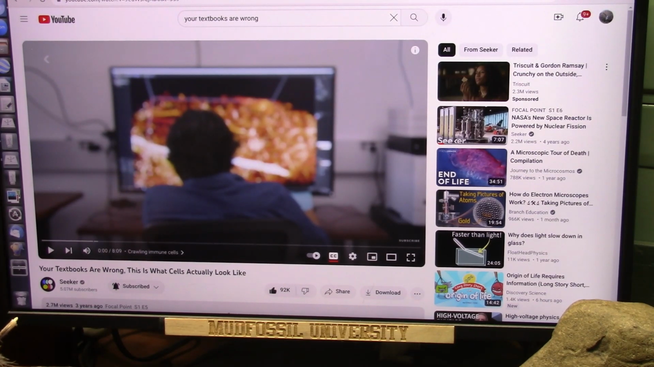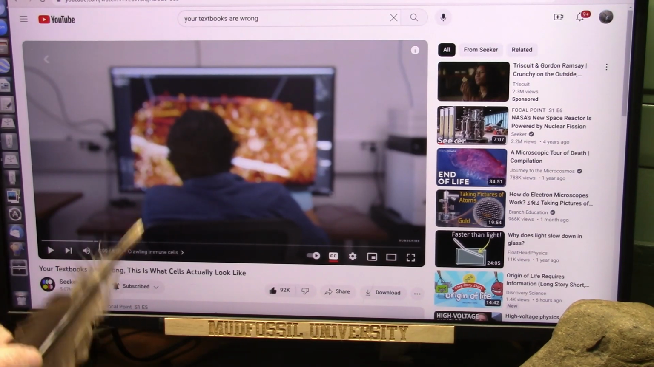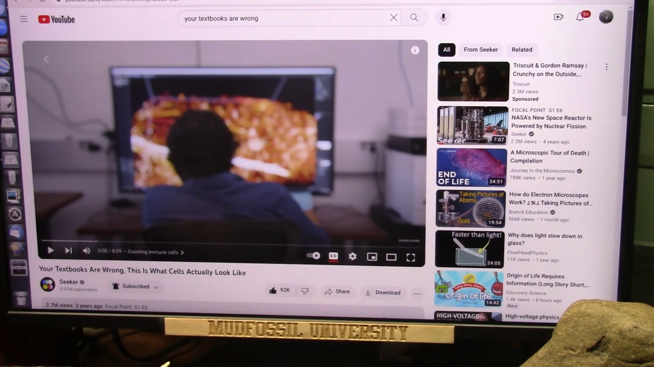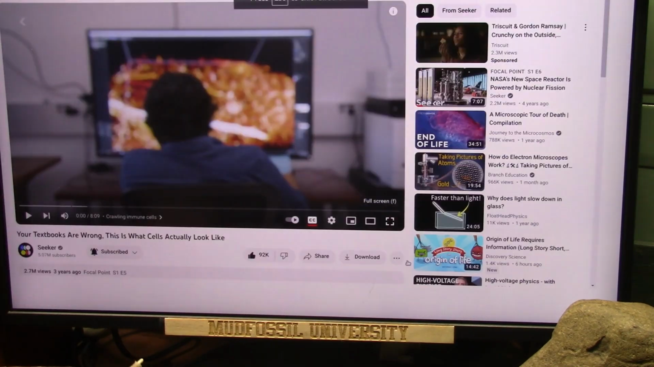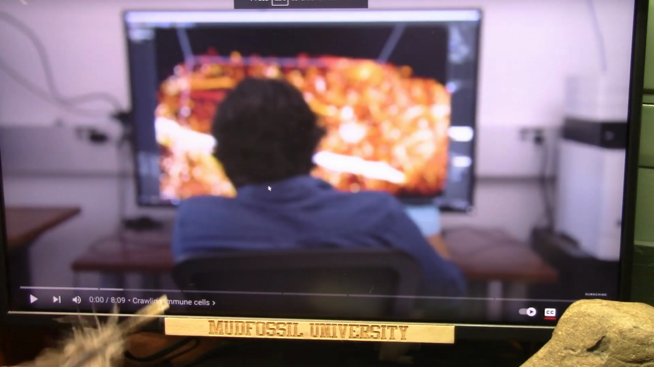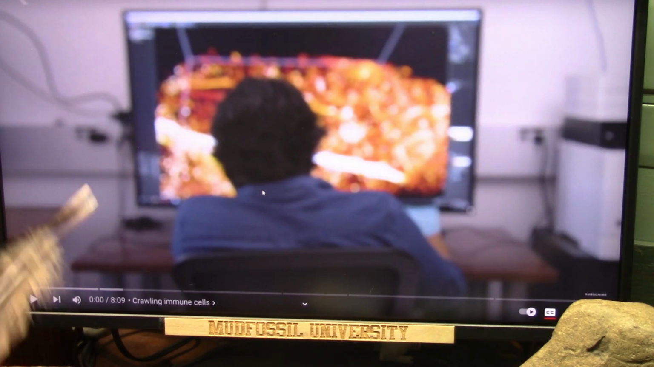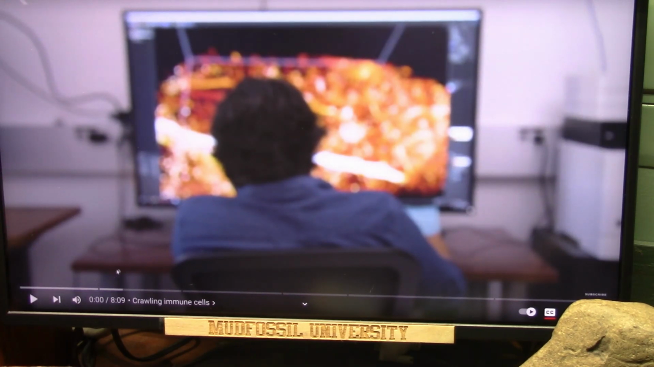It's from Seeker. And this is your textbooks are wrong. This is what cells actually look like and how they actually function. Now watch this. This is Gokul. He's from a big university out in California. I can't remember which one. I think anyway. But listen to what he has to say.